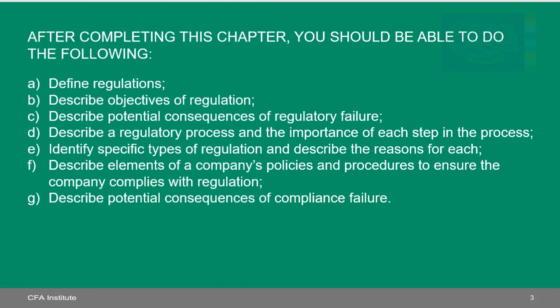There are 7 learning outcome statements for this chapter. After completing this chapter, you should be able to do the following. A, define regulations. B, describe objectives of regulation. C, describe potential consequences of regulatory failure. D, describe a regulatory process and the importance of each step in the process.